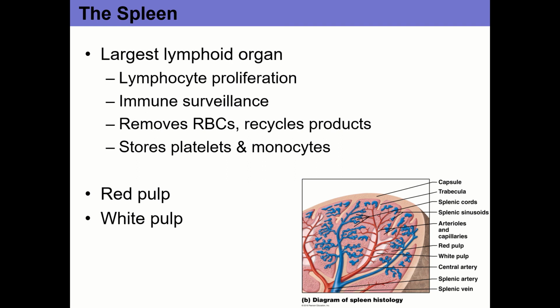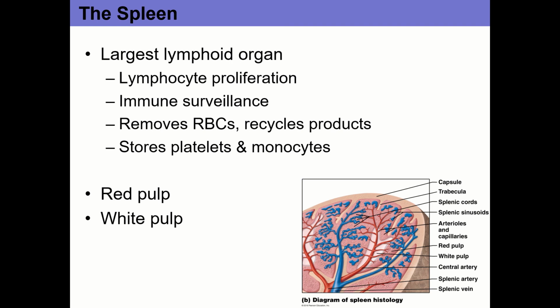And then, as mentioned earlier, it also stores platelets. About a third of the platelets that you have at any one time are stored in the spleen, so it plays a really important role in the clotting process if we have lots of bleeding. It also stores monocytes, which are another type of white blood cell.